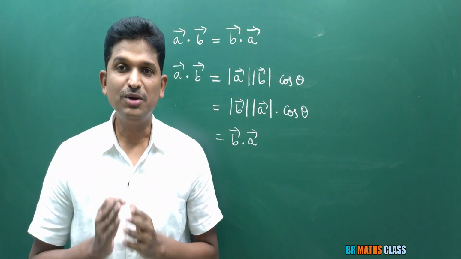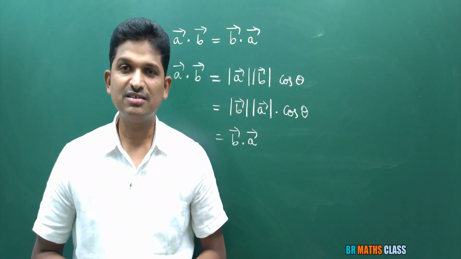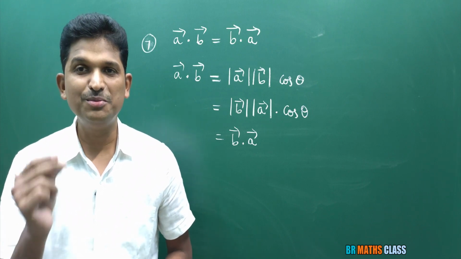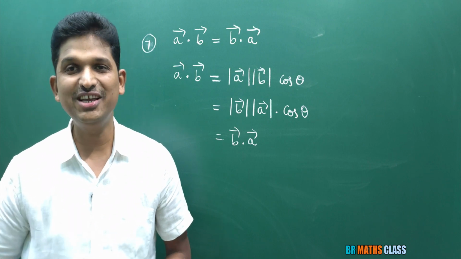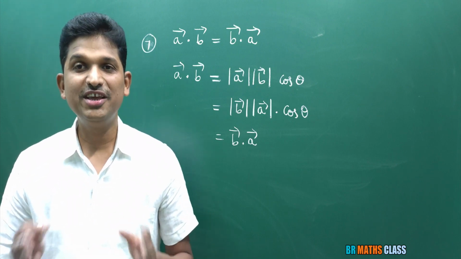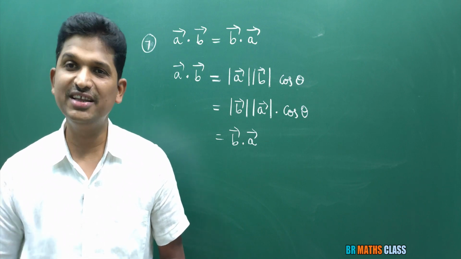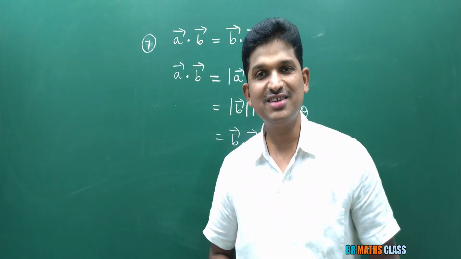Total 15 formulas are there in dot product of vectors. If you are thorough in all these 15 formulas, you can do dot product problems like this. That much quickly you can do. In next class, very important formulas are there. I'll try to derive those results instead of simply writing the formula. I hope you understand this class.